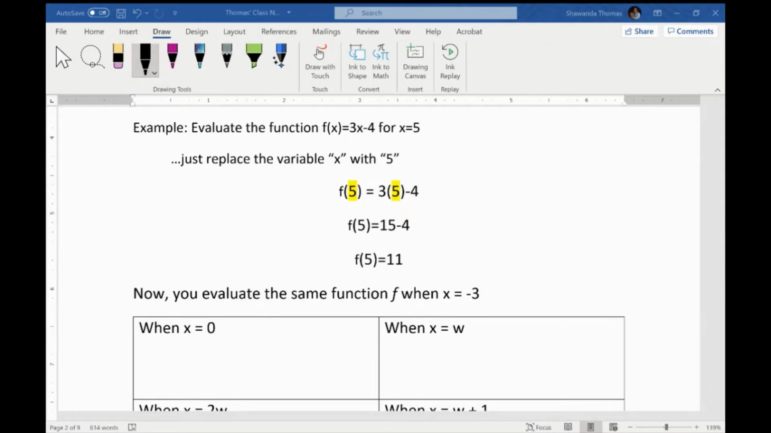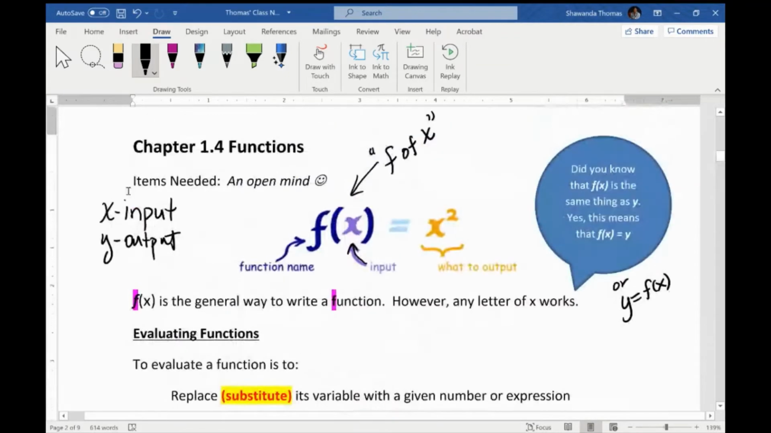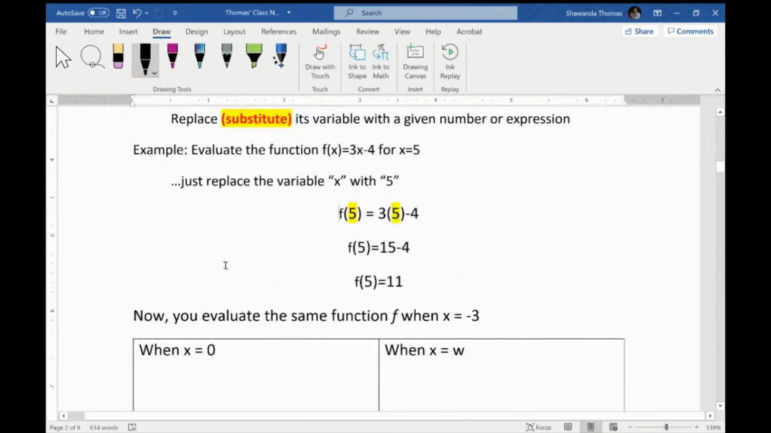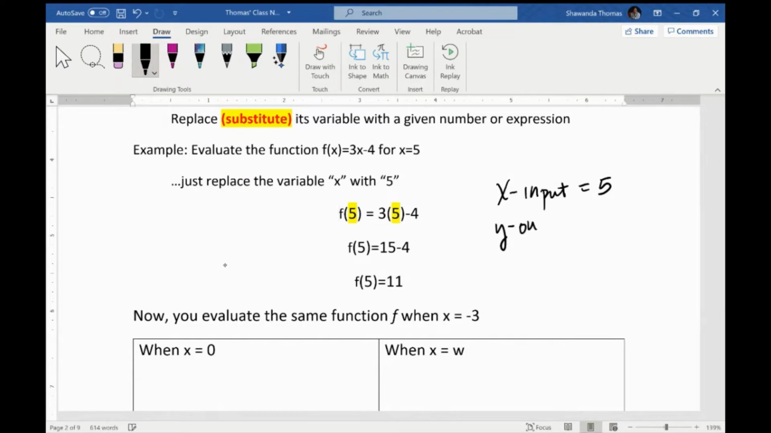Is it 5 also? No. Is it plugged in 3? 5 for x. We plugged in... it'll be 3, right? 11. Because we said x was the input, right? What did we plug in? We plugged in a 5, correct? All right, we plugged in a 5. So our x, or our input, was 5. Our y is our output. What came out?